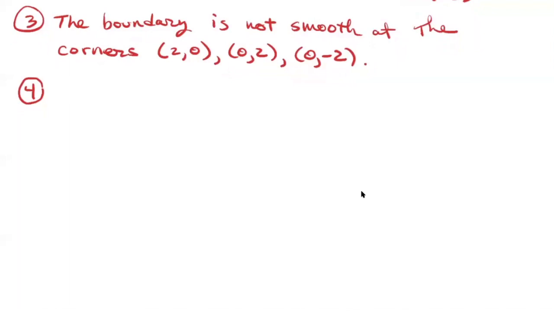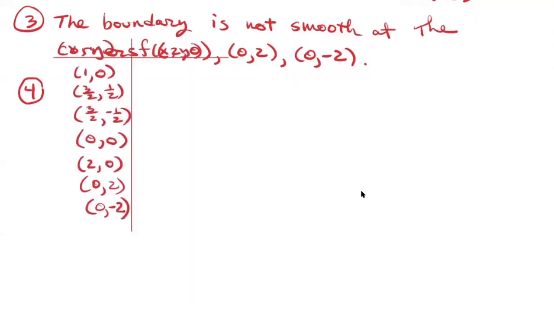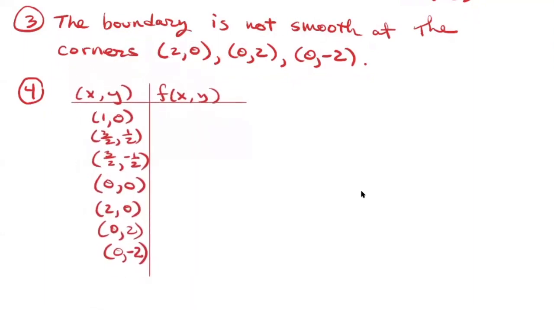Okay, so we need to evaluate the function at all of the points that we found to this point. So these are the points. We have to evaluate the function at all of these points. And as we say, wherever f is biggest, you've got an absolute max. Wherever f is smallest, you've got an absolute min.